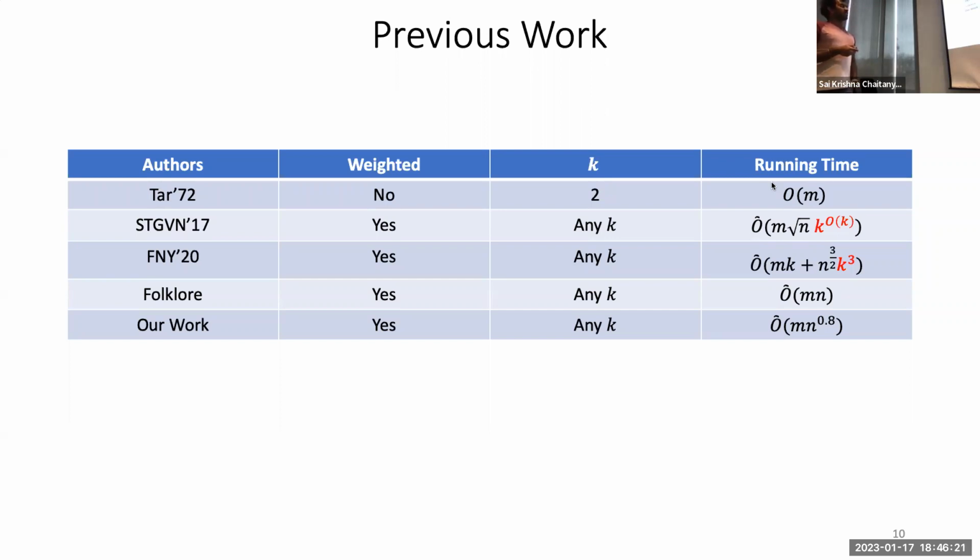Then we have seen the recursive min cut algorithm, the folklore one, which in the weighted case actually finds the k-edge connected partition for any k with O tilde mn running time. So there's no dependence on k here. This is good for our case where k can be poly n. And our work now finds the same maximal k-edge connected partition independent of k in O tilde mn to the power 0.8. So the improvement is mainly in this n to the power 0.2 factor. This is actually a barrier, and now we have broken that barrier with our algorithm.